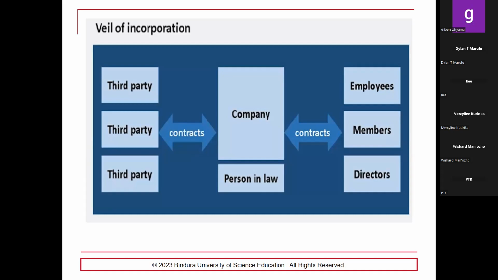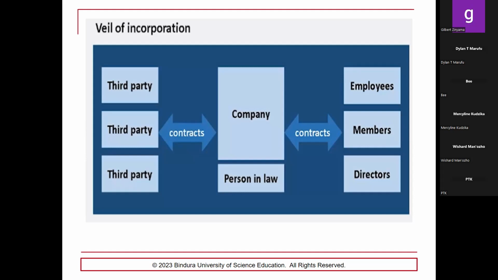So the advantage or the main purpose of registering a business as a company is that there is a separation between the owner of the business and the company itself, which means the transactions that you do as an individual do not affect the company.